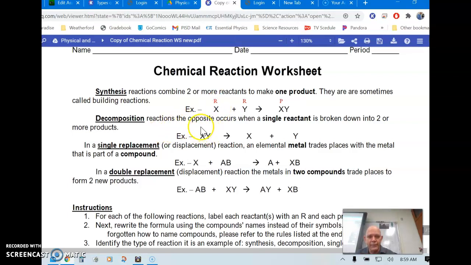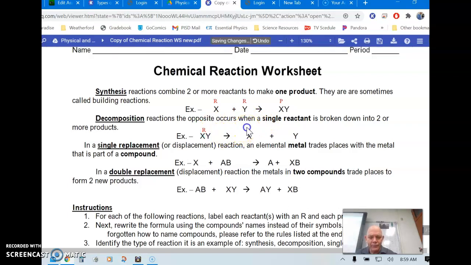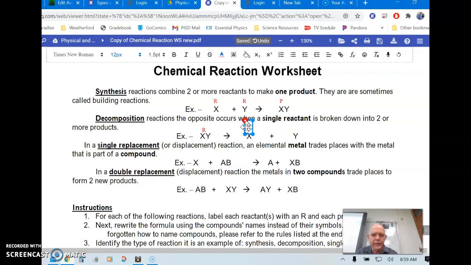Now, decomposition is kind of the opposite of that. In decomposition, you have one reactant, and then after the reaction, it breaks down. It's kind of what decomposing means. I mean, decomposing is breaking down. So you have two products. So if you have one reactant, start off with one chemical and end up with two or more, that is decomposition. Now, synthesis and decomposition both have either one product or one reactant. The other two types of reactions we're going to talk about here have two on both sides.